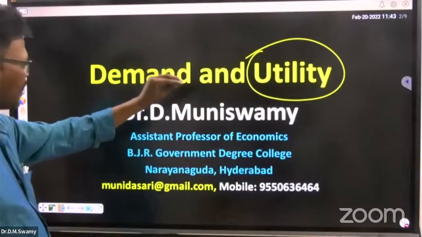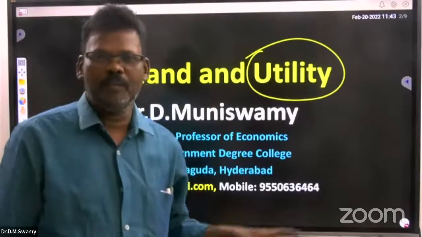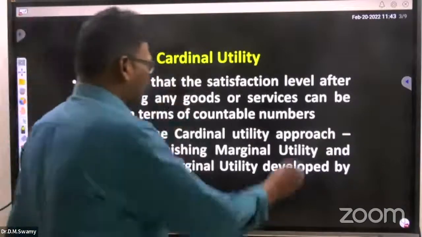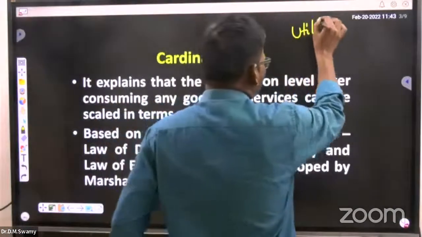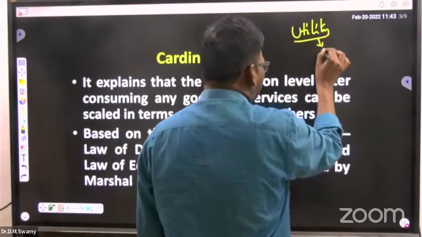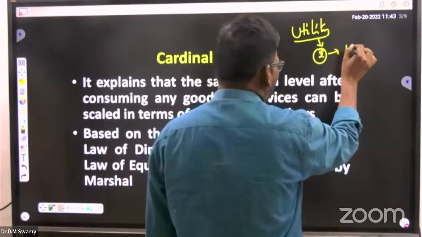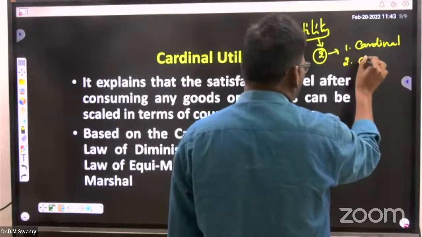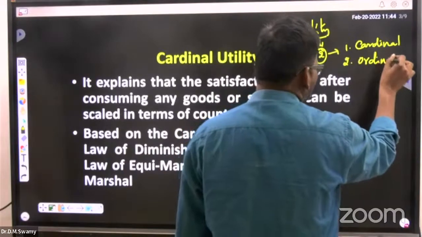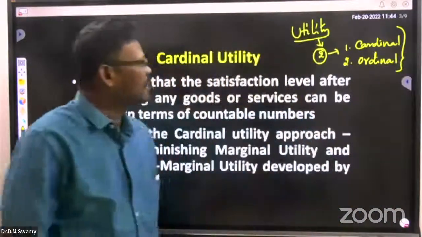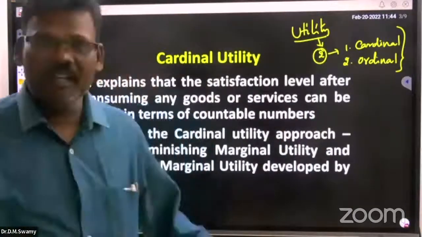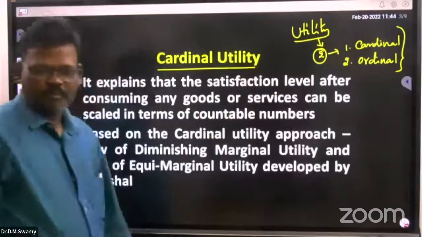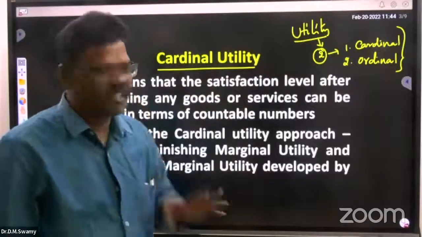Whenever we are talking about this concept, there are two types of utility. Utility can be divided into two categories. One is cardinal utility and another one is ordinal utility. Cardinal utility and ordinal utility.